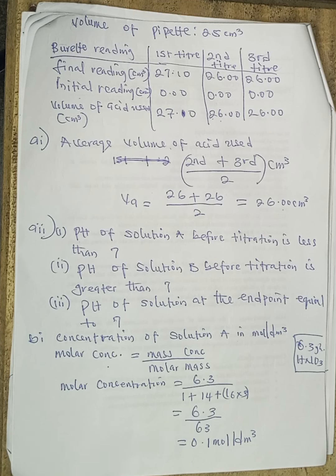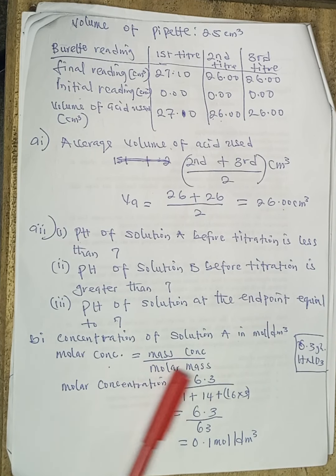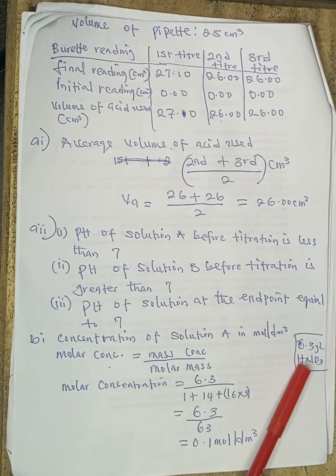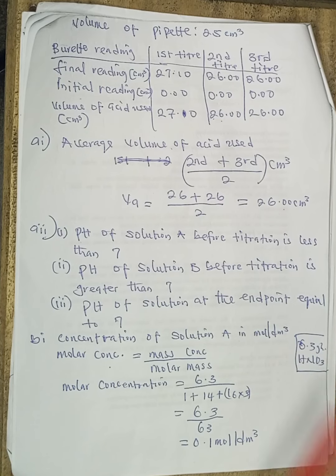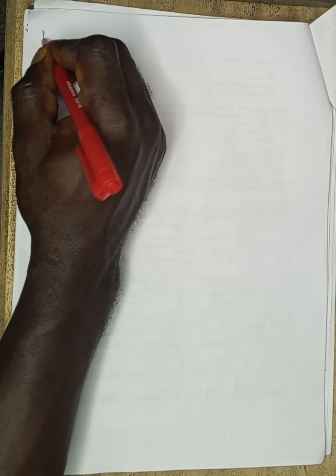Let us go to BII. Take note of what you are asking here. Mass concentration over molar mass. This mass concentration is given in grams per dm³, divided by the molar mass of HNO3, because that is the acid that you use. The next thing you are asked is the concentration of B in moles per dm³. So we say BII.